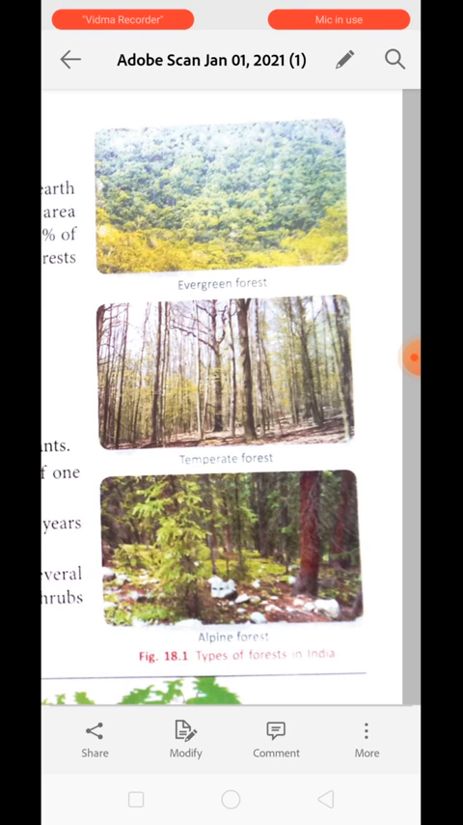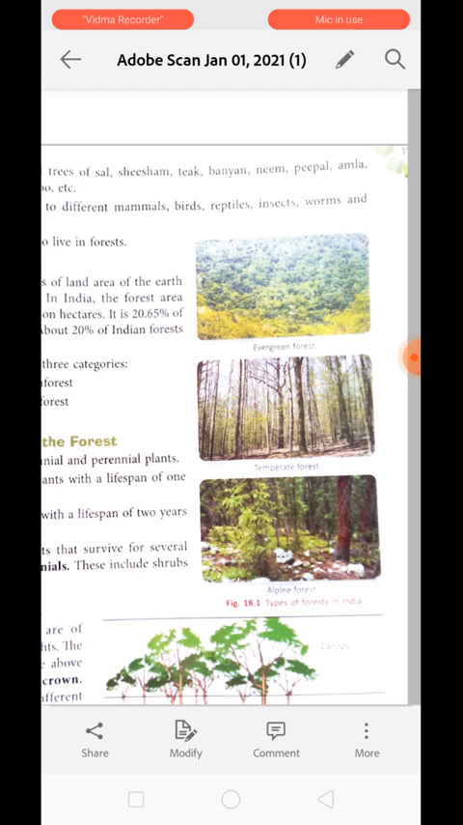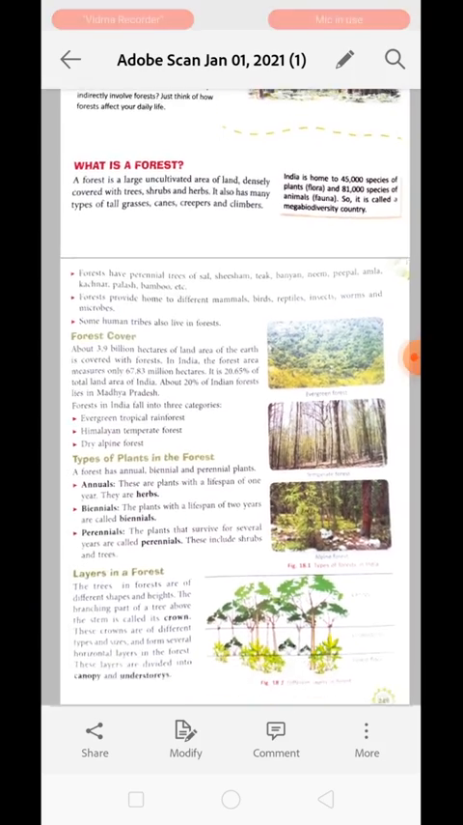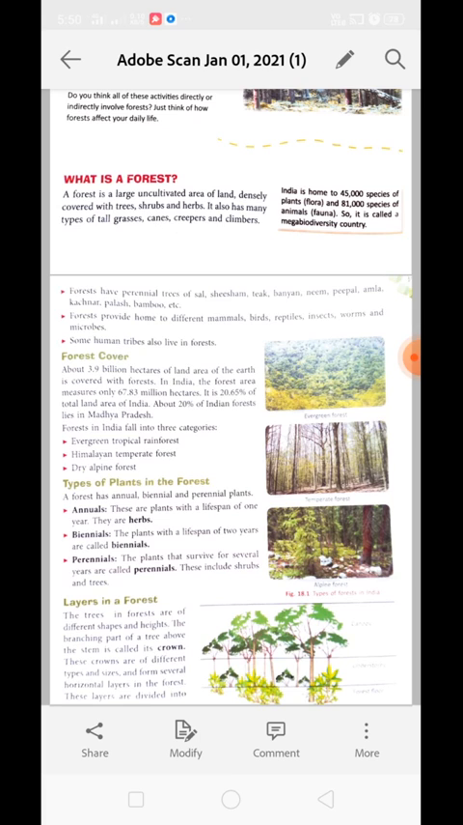Okay, now about what type of plants are present in the forest. The plants in a forest are basically annual, biennial or perennial plants. Annual means those plants whose lifespan is of 1 year. They are herbs. Okay, annual means what? The lifespan of the plant will be of 1 year and after 1 year they will die.